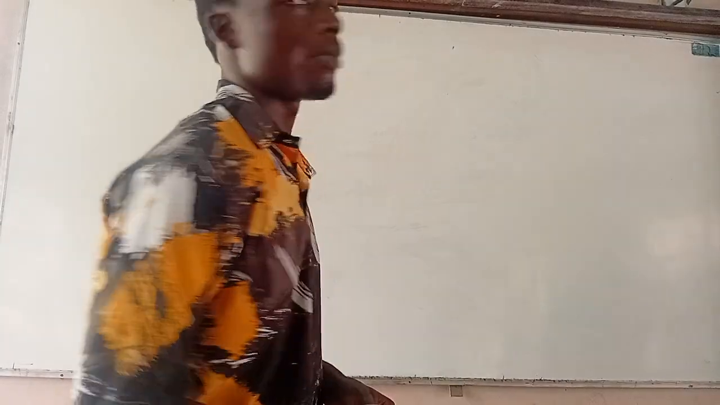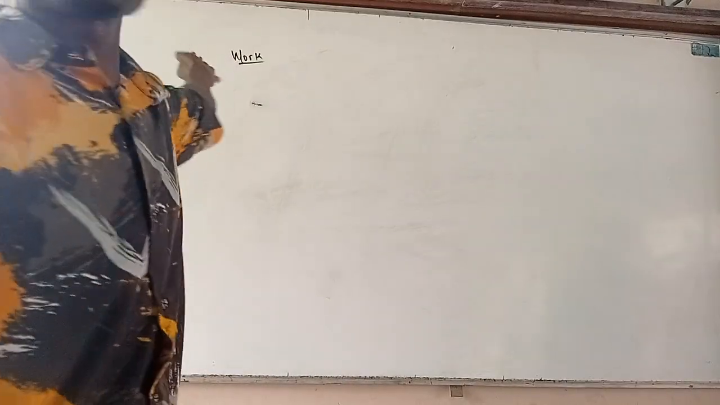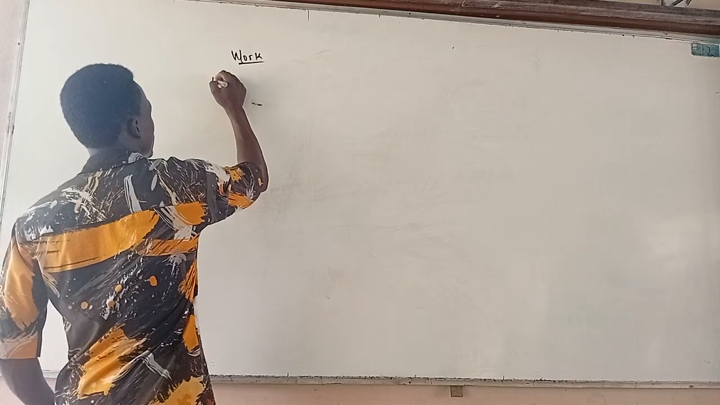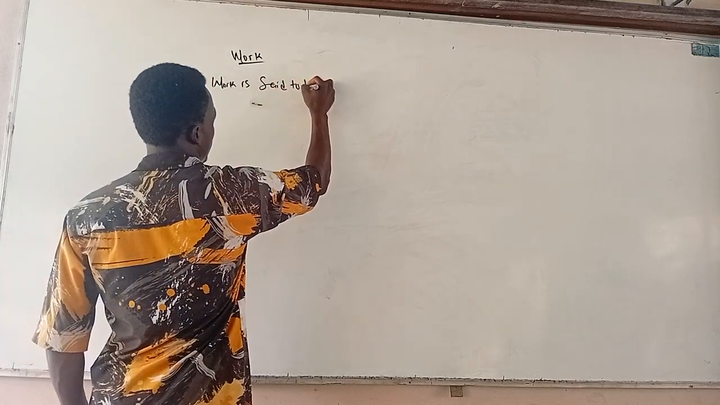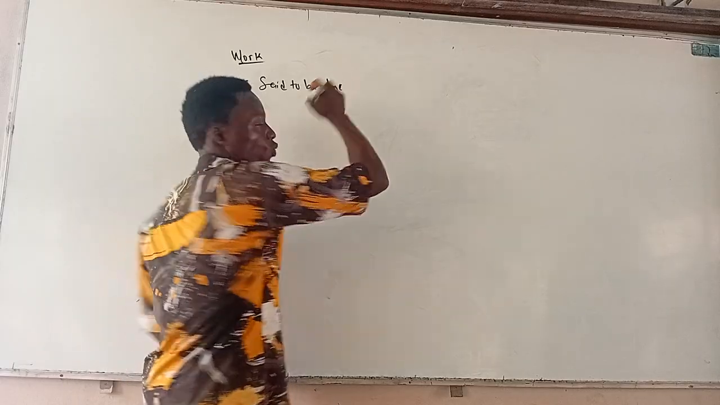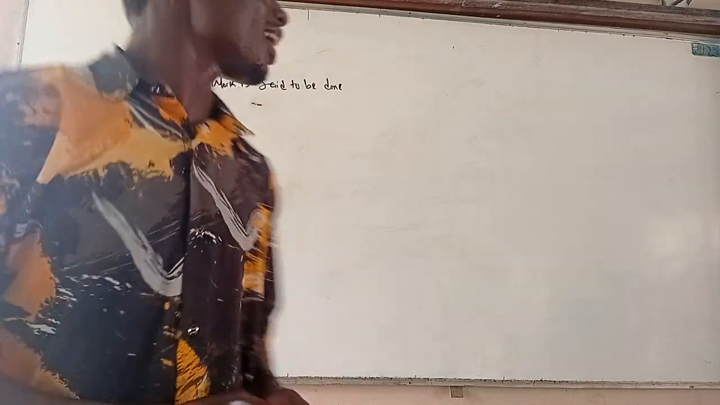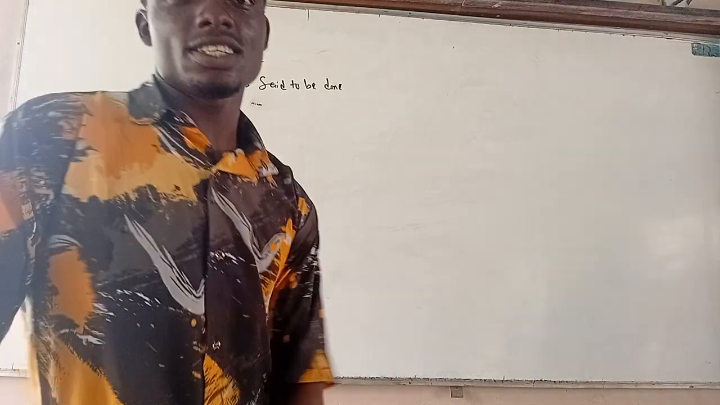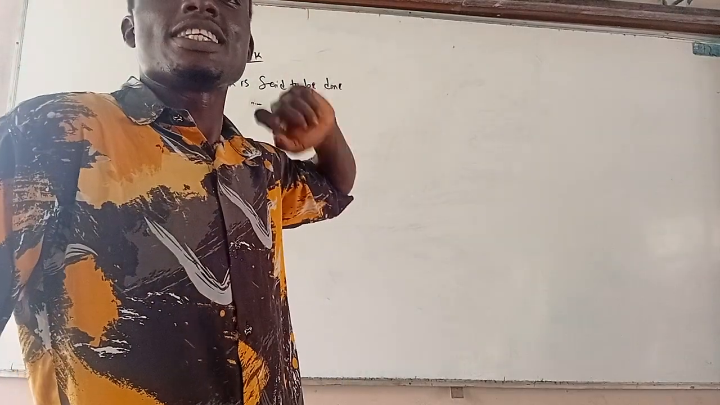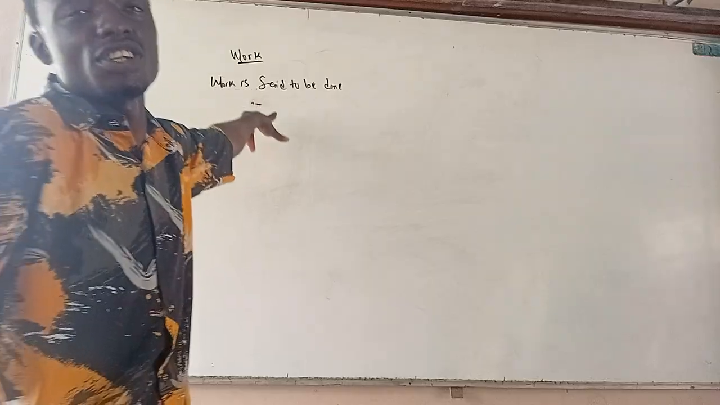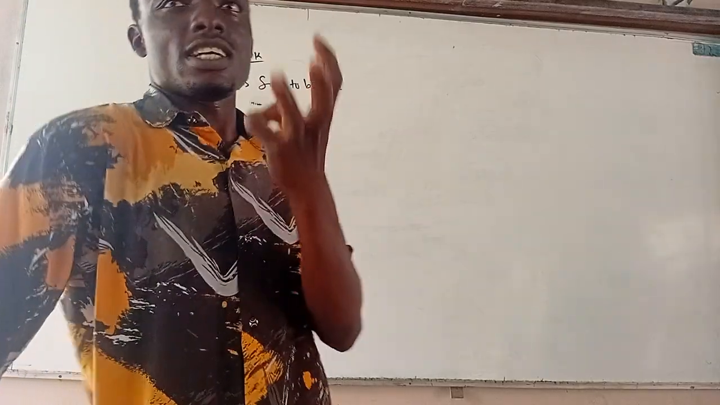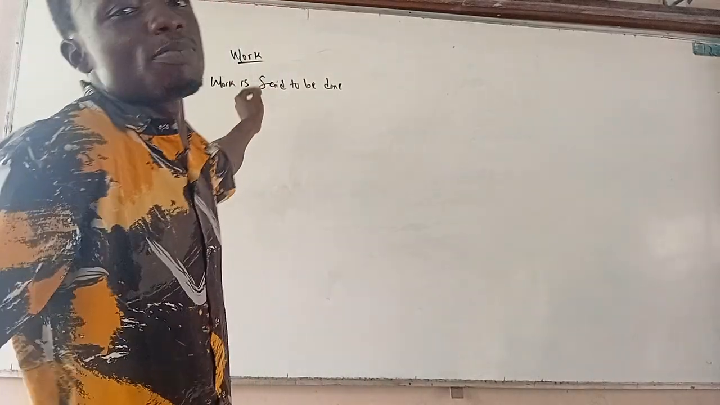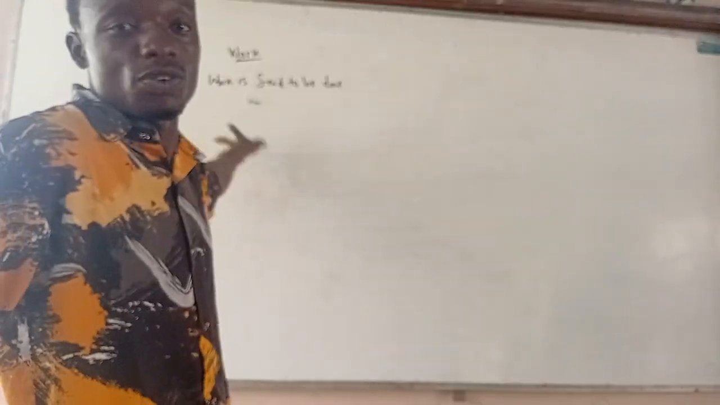So let's quickly talk about work. Now, work is said to be done whenever a force is applied to something and a distance is moved in the direction of the force. Note, whether distance is not moved or the distance moved is not in the direction of the force, then work is not done.